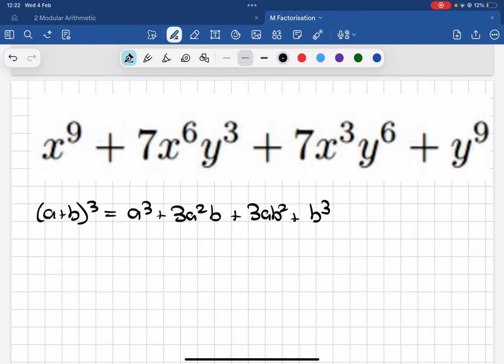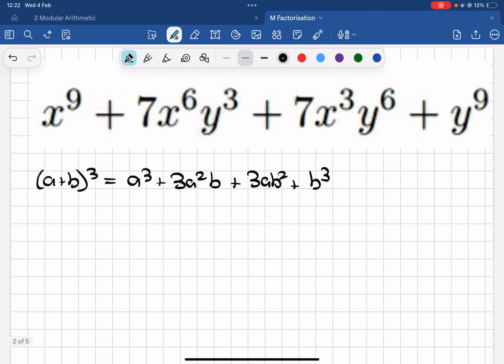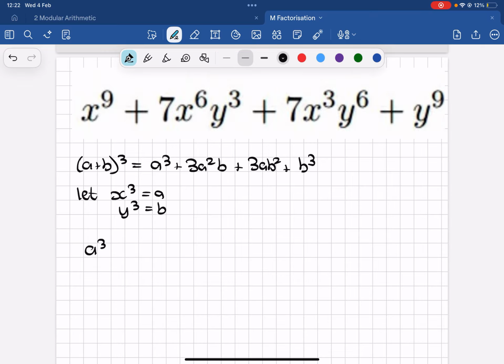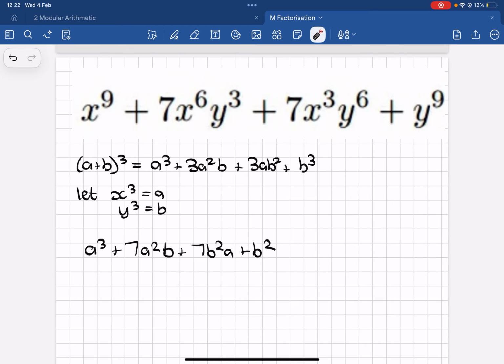Well, if we let x cubed equal a and y cubed equal b, our expression now reads the following. So we've got a cubed plus 7 (x to the 6 becomes a squared) b plus 7b squared a plus b cubed. Now notice how we're almost in the format a cubed plus 3a squared b plus 3ab squared plus b cubed.